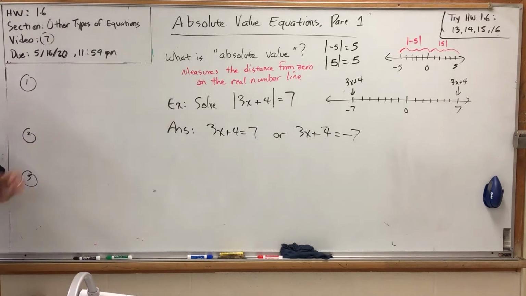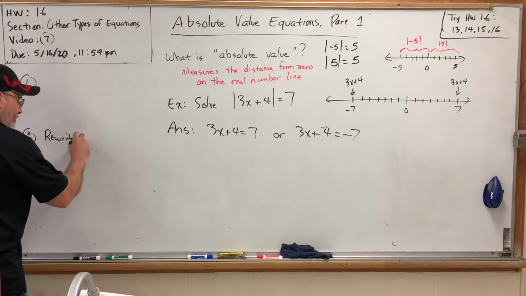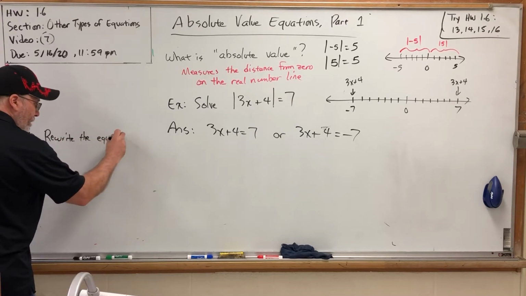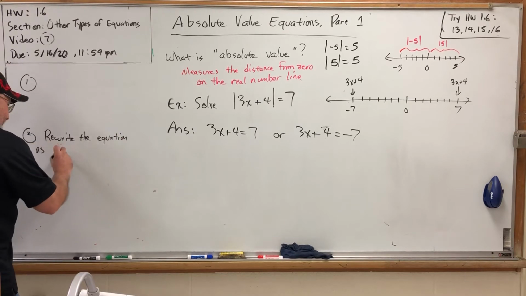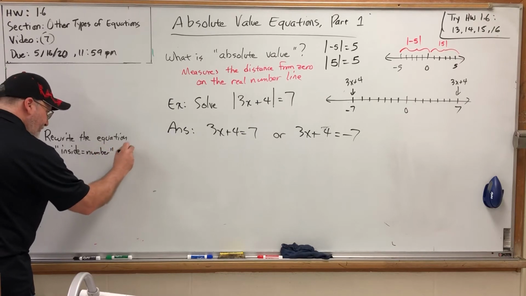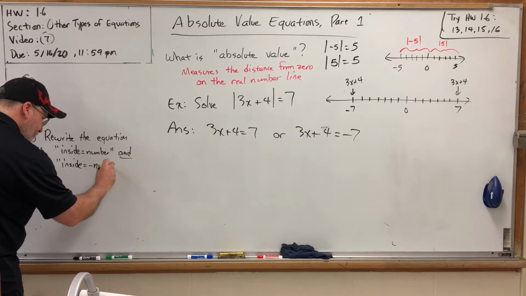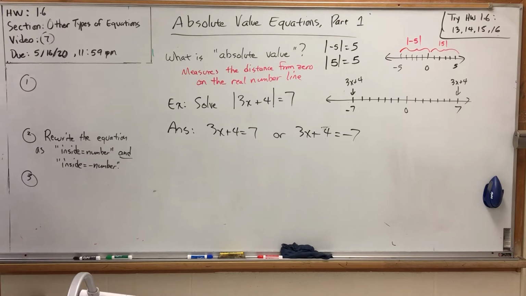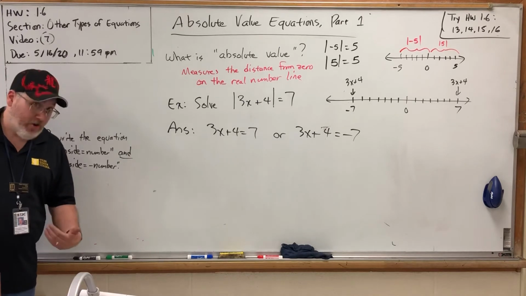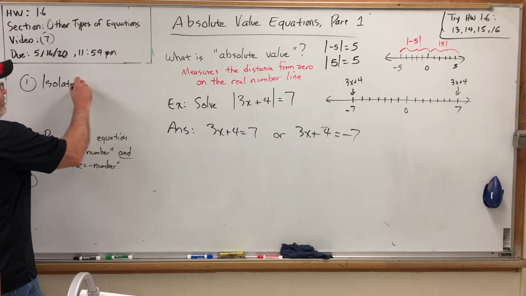But I wanted to go ahead and set up the 3 steps for solving an absolute value equation. The second step is to rewrite the equation as inside equals a number and inside equals the negative number. Now, what do I mean by inside a number? Well, I'll go ahead and kind of give you the tail end of the first step, even though we haven't had to do it, but I bet you can figure out what it is. In fact, I'll just tell you. Isolate the absolute value.